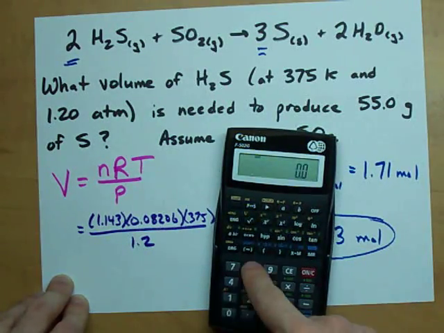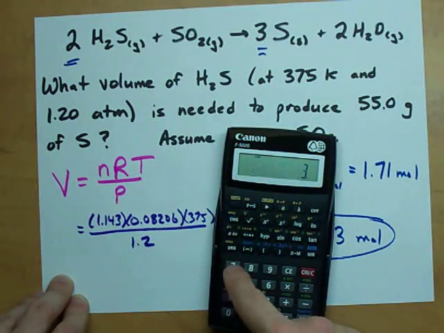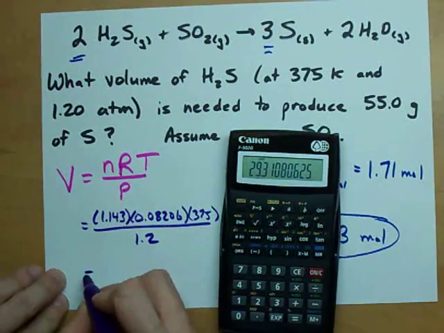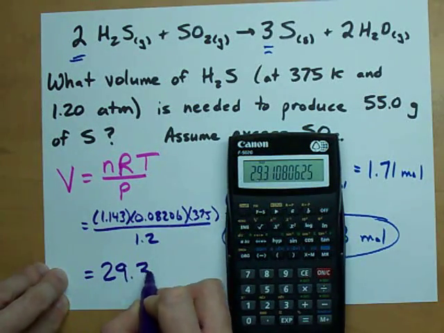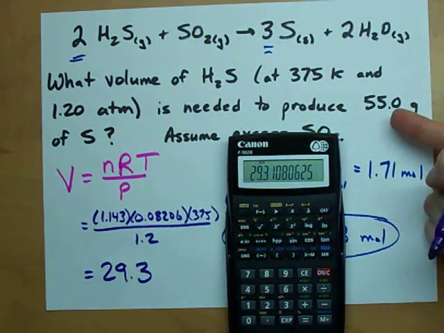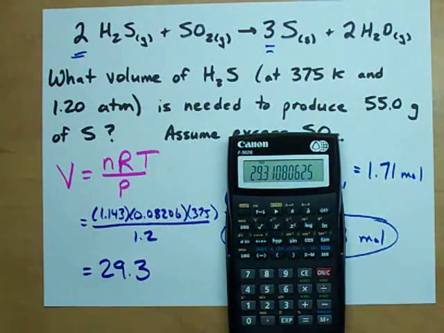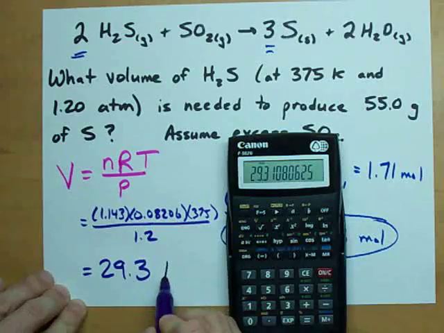1.143 times 0.08206 times 375 divided by 1.28. Bam! 29.3 liters. Quite a bit. But then again, we are producing 55 grams of atomic sulfur. And it's at a pretty high temperature. Oh, I almost forgot my units.